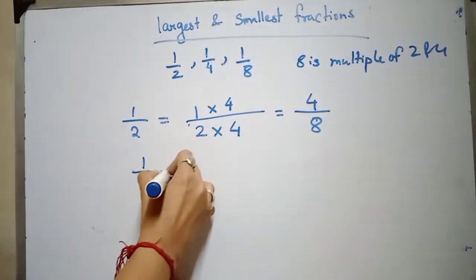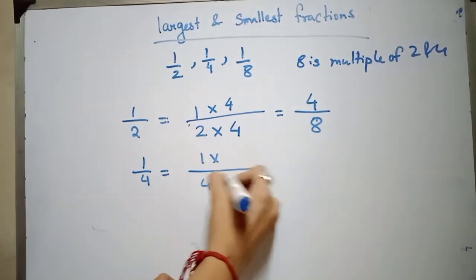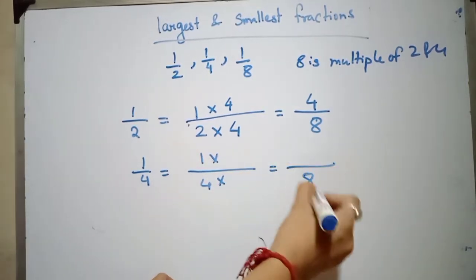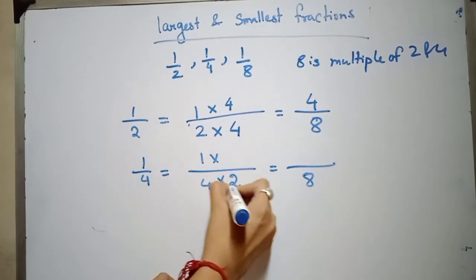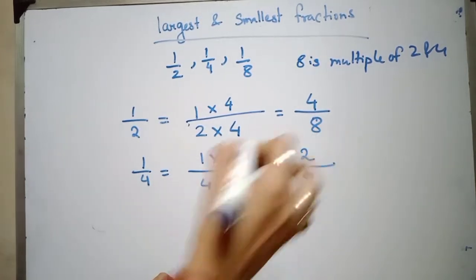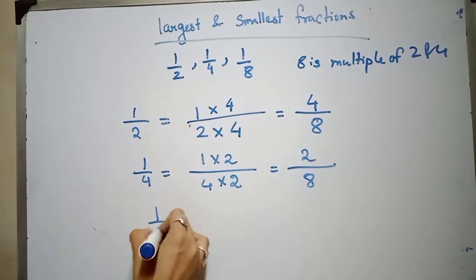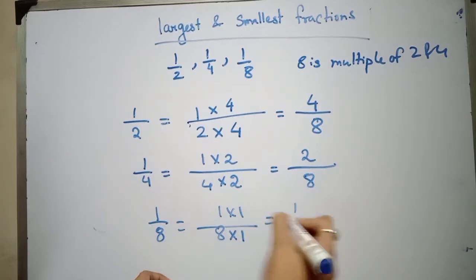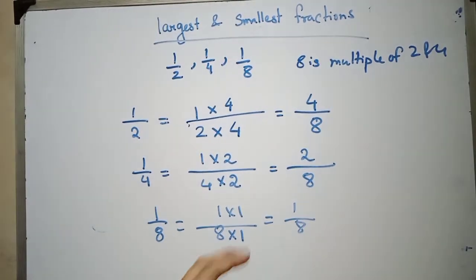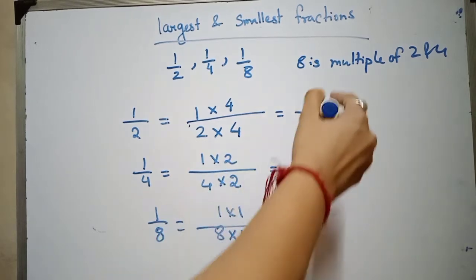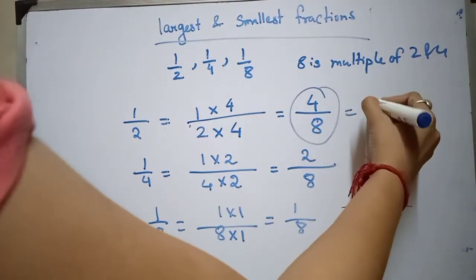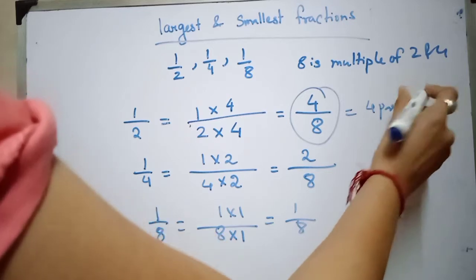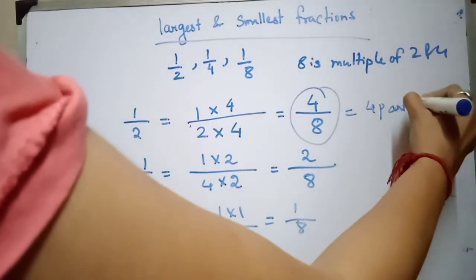Again 1/4. I have to multiply by some number so that it becomes 8. So I have to multiply by 2; 4 2s are 8. Now 1/8. It is 8 itself, so I have to multiply with 1. Now see, we are not multiplying anything because we have 8 in the denominator itself. So first, as we can see from this fraction, it means 4 parts of 8 parts.